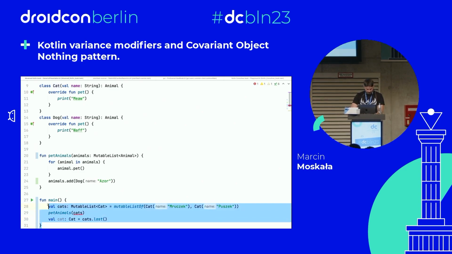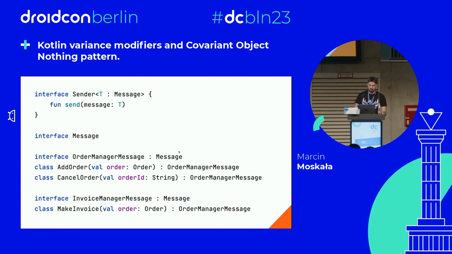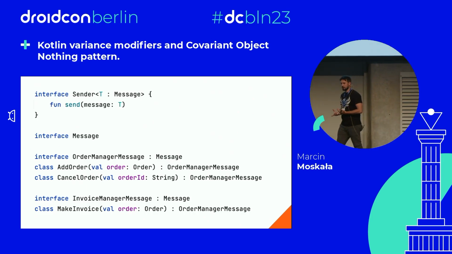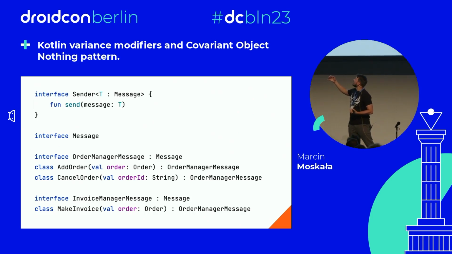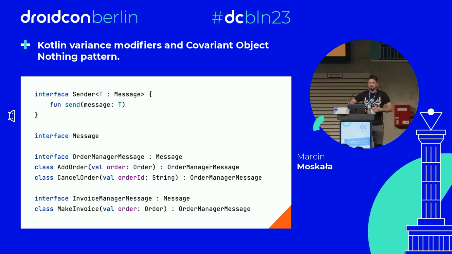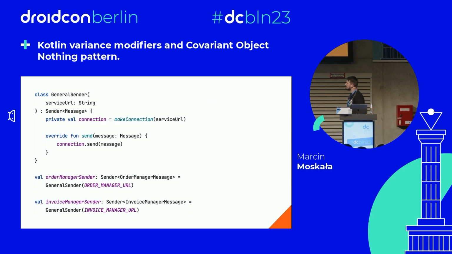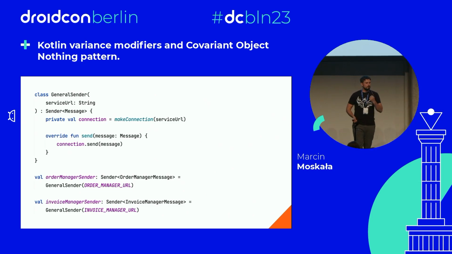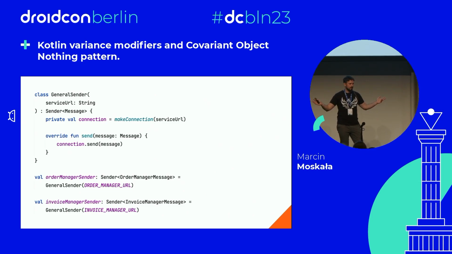So this is our list example. That's just the beginning of all the fun. Another example that will be a hypothetical project of yours. Imagine that you have a sender of messages, the interface to send messages of a certain type. And you have different types of messages, like order manager messages and invoice manager messages. Now, you decided to implement a general sender. So a sender that is capable of sending all kinds of messages. Yeah? It's a sender of Message.